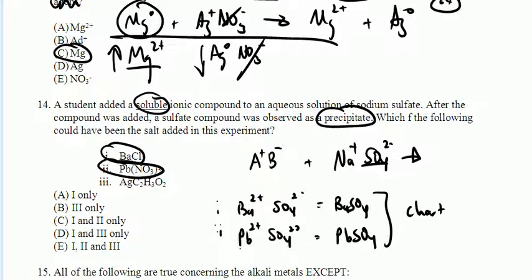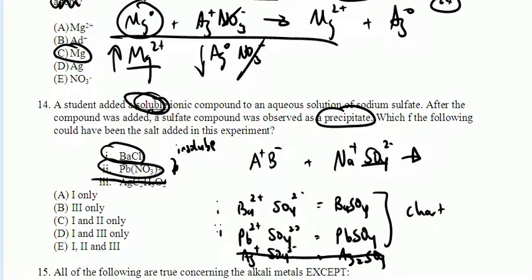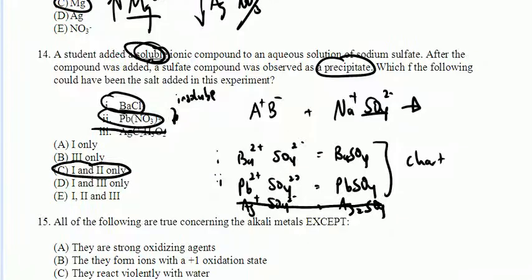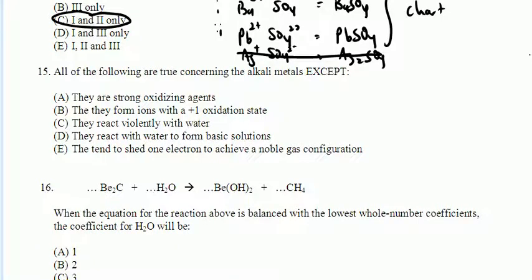With 3, could Ag+ and SO4 2- make a precipitate? Yes, they could, but that is not the choice because this is already insoluble. And they said it must be soluble initially. So 1 and 2 are our choices. This is a tricky problem. If you can do 14, you are good with solubility.